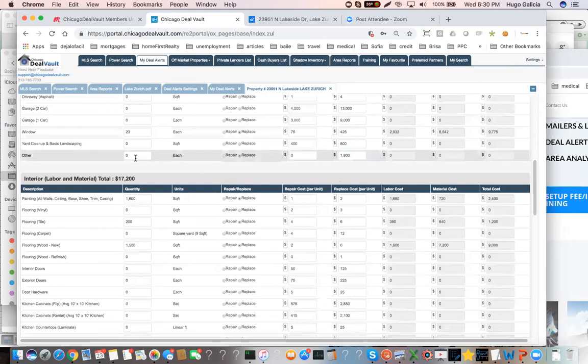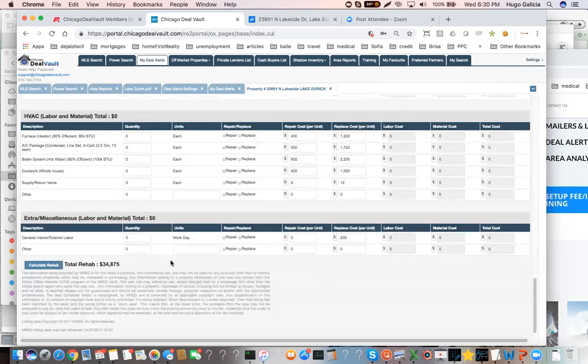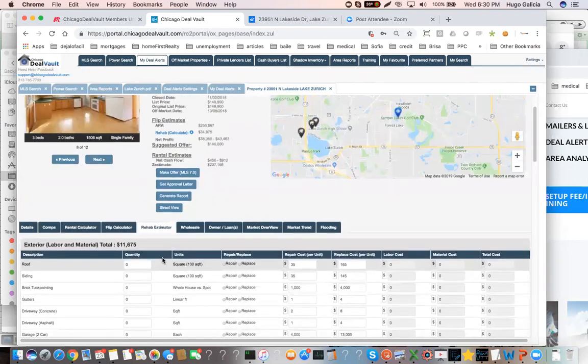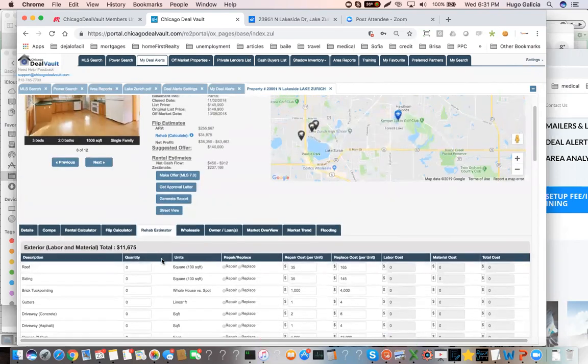Okay, so I need to see the quantity. I didn't put a quantity. Okay, here we go. So now the rehab went up to almost 35,000, friends, for the rehab. Okay, so now let's go back to the analysis. So this is how quickly you can briefly estimate the rehab once you went inside the property.